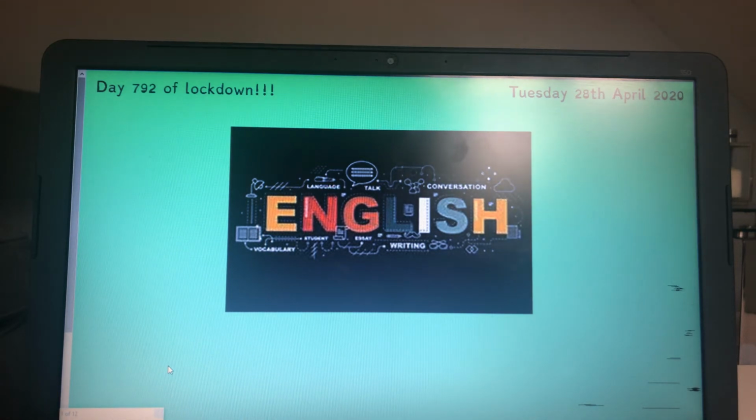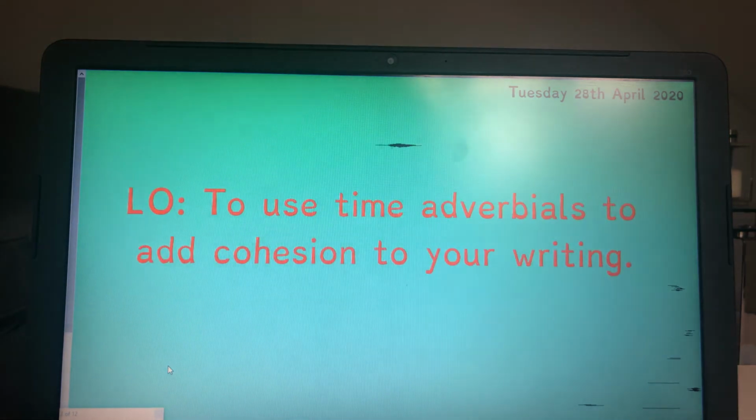So I told you yesterday that we were starting to look at persuasive writing this week. Yesterday you looked at features of persuasive writing, so today we're going to have a look at one of those features. Our LO today is to use time adverbials to add cohesion to your writing. If you don't understand what the LO is, don't you worry, you will as we go through.